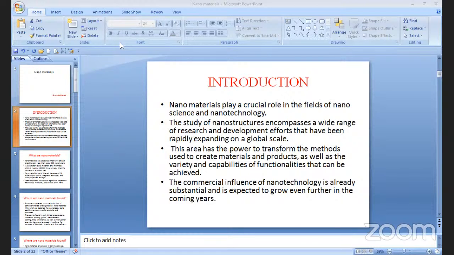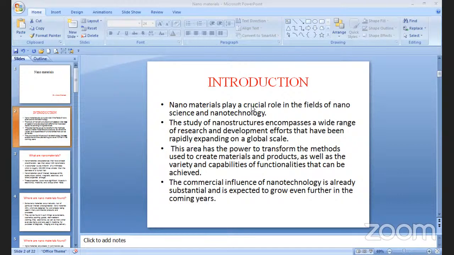So as we have seen, these nanomaterials play a crucial role in the fields of nanoscience as well as nanotechnology. And as we said, nanostructure science and technology is a broad and interdisciplinary area. That means it can be utilized in all the fields. It is a very broad and interdisciplinary area in the case of research as well as development activity that has been growing explosively worldwide in the past few years. Okay. So it has potential for revolutionizing the ways in which materials and products are created and the range and nature of functionalities that can be accessed.